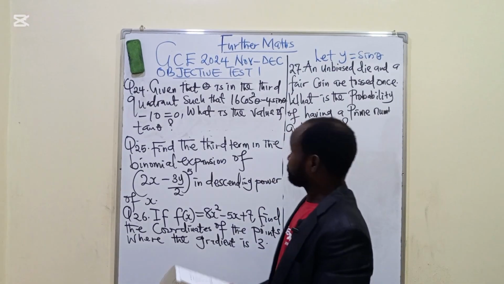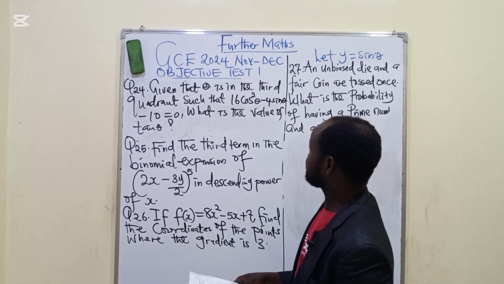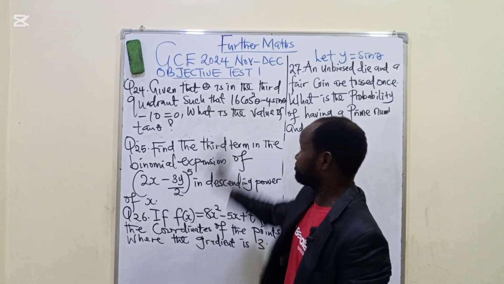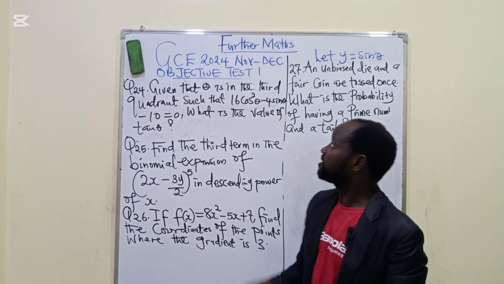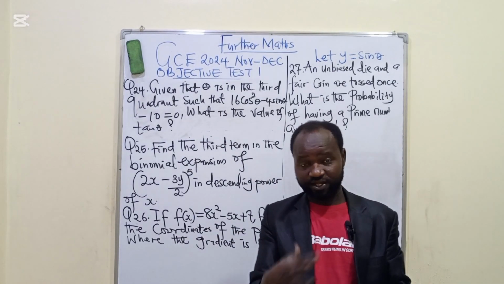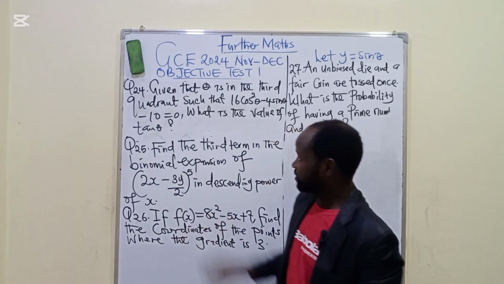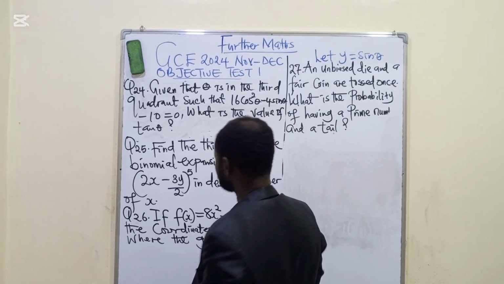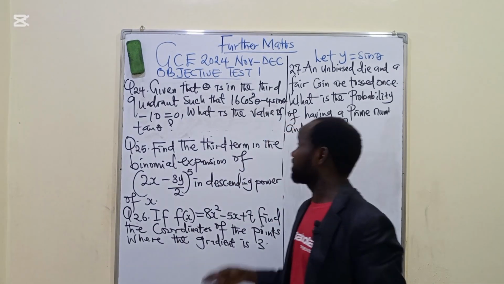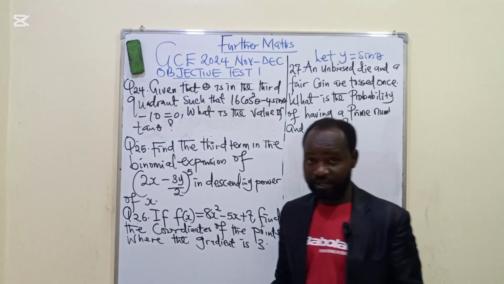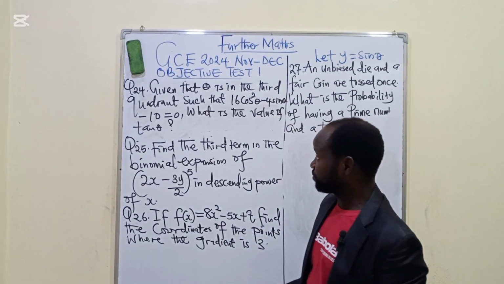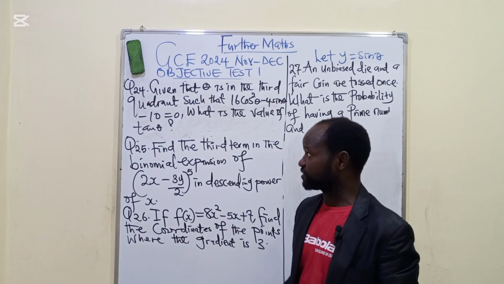We continue with our solutions to GCE 2024 November-December. This is the objective test and this is Further Mathematics. They call it elective maths. With us here are questions 24, 25, 26 and 27 respectively. In my previous video, I solved questions 1 to 23.